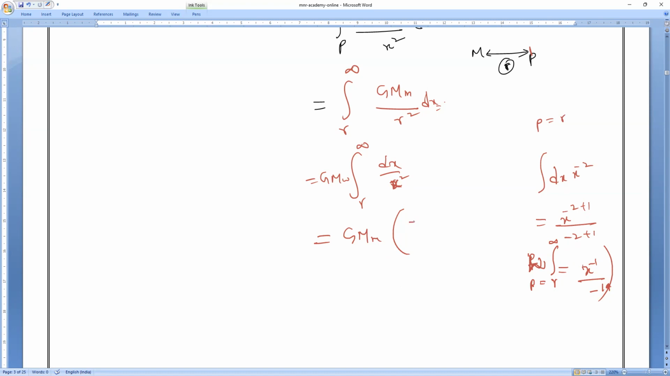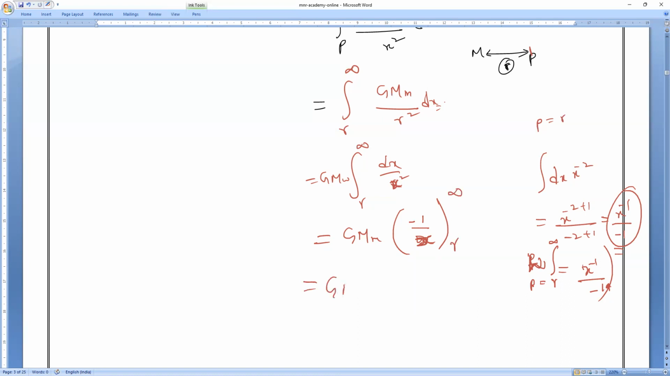dx divided by x square will come to minus 1 by x, because it is x, not infinity. So how it will be means like this it will come: x power minus 1 divided by minus 1. That's all it is. Understand? Please respond. So now you can substitute the limits from R to infinity.